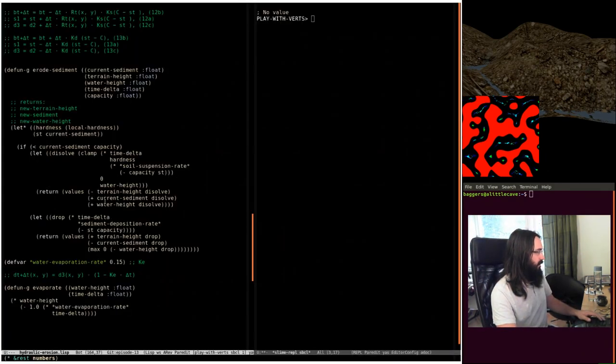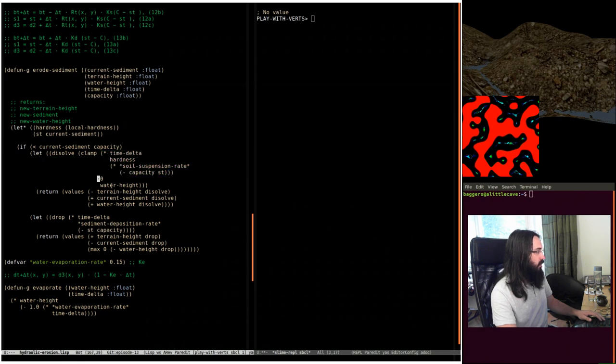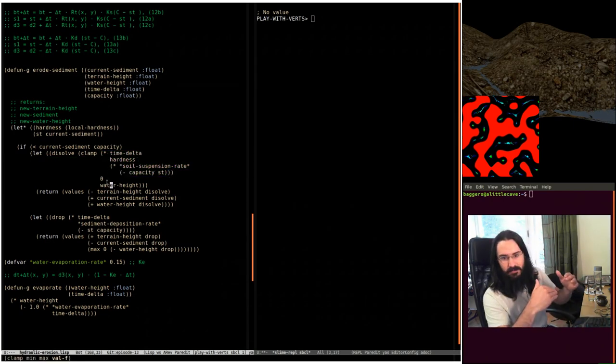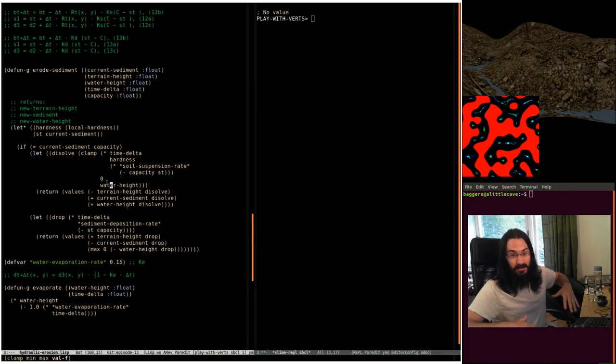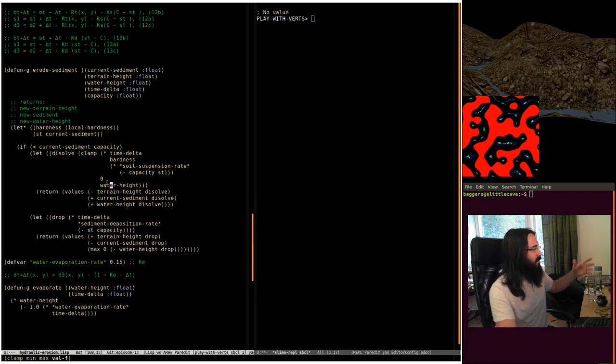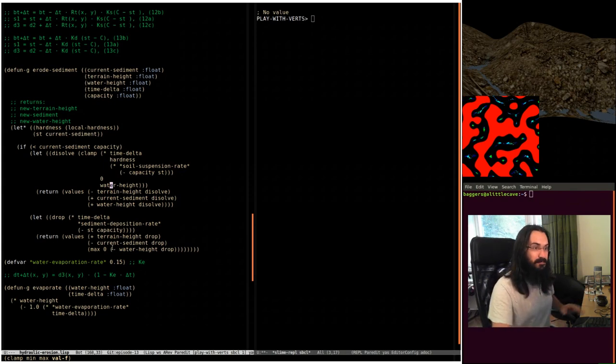I was meant to be clamping this value here, which is the amount of dissolved terrain, to between zero and water height, which meant that you could never have more sediment than water in the mix. And which meant that when evaporation happened, you couldn't end up with sediment coming out, because when you evaporate things, sediment comes out of solution and the water height drops. If there's more sediment in the solution than there is solution, then your water height goes negative, everything explodes. And that's what I think was happening.